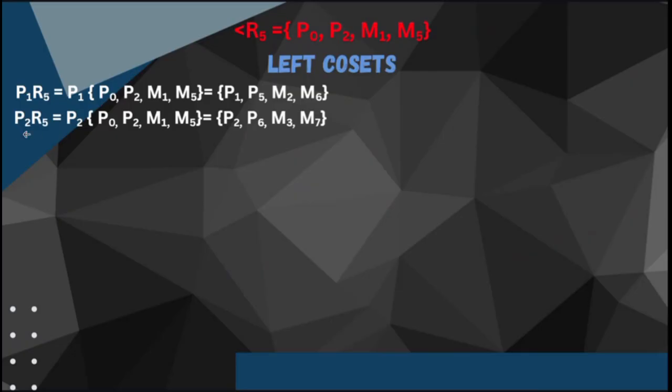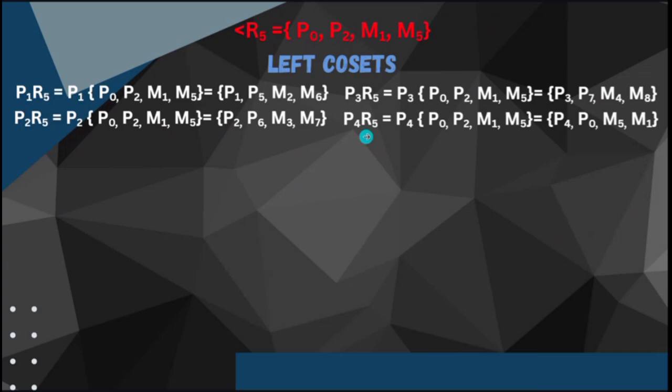For row sub 2 multiplied by R sub 5, the results are row sub 2, row sub 6, mu sub 3, mu sub 7. For row sub 3 multiplied by R sub 5, we have row sub 3, row sub 7, mu sub 4, and mu sub 8. For row sub 4 multiplied by R sub 5, we have row sub 4, row sub 0, mu sub 5, and mu sub 1.